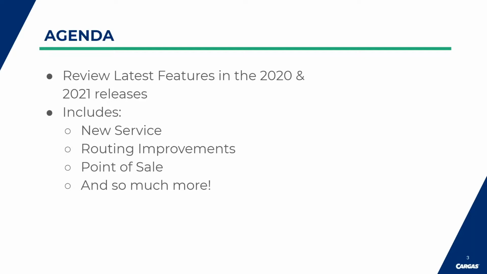If you are on an older version of Cargas, a lot of this should be new to you. A lot of these features should not be in your version of that product, specifically if you have a 2019 version or older. If you're on a newer release, a 2020 or 2021 release, some of these features may already be available to you. You just need to know where to look for them. So I'd be happy to show where some of these features are. You can see some of the topics we're going to be talking about are new service, routing improvements, our point of sale app, and a few other features.